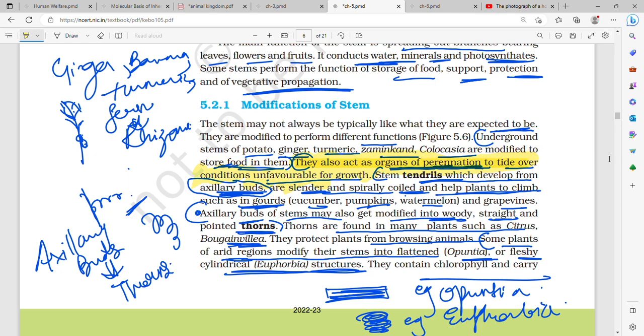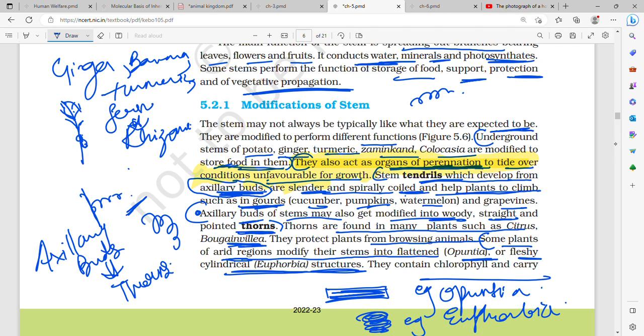Stem tendrils develop from the axillary bud of cucurbits or gourds, that is cucumber, watermelon, and pumpkin, as well as grapevines. The axillary bud modifies to form a stem tendril. These stem tendrils are slender, thin, and spirally coiled. They are somewhat like this, and as you must have seen, they help these plants, grapevines and all, to climb.